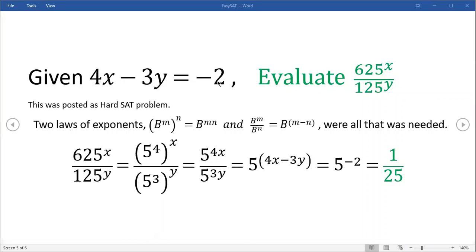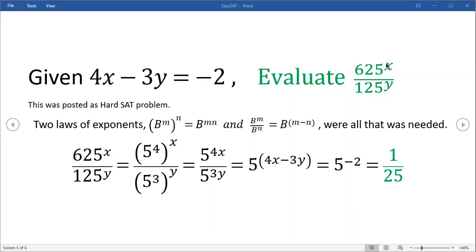4x minus 3y is given as -2, and somehow or another we're supposed to evaluate 625 raised to the x over 125 raised to the y. And the temptation is to figure out what x and y are and then just do the calculation. But it turns out that there's an infinite number of x and y's that would satisfy this equation.